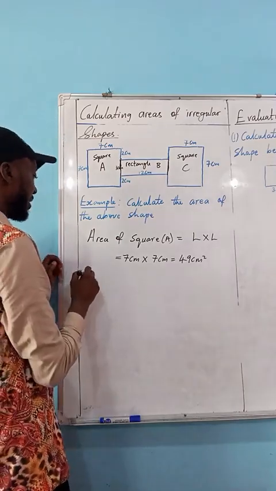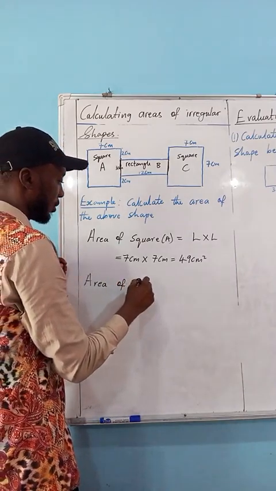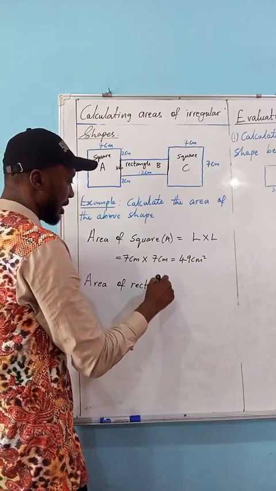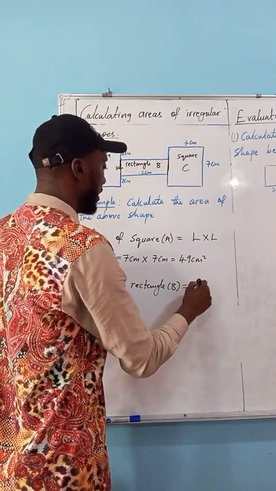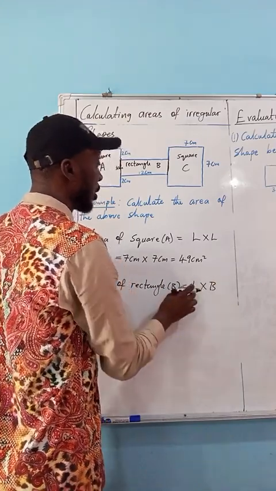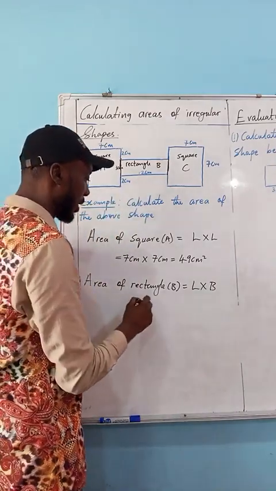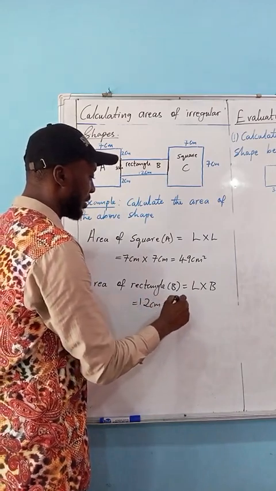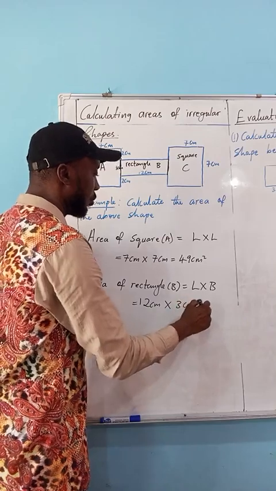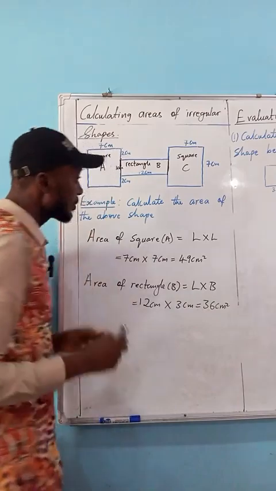So in getting area of rectangle B is equal to length times breadth. Because the longer side is 12 cm and the shorter side is 3 cm. So we have 12 cm times 3 cm, which will give us 36 cm squared.